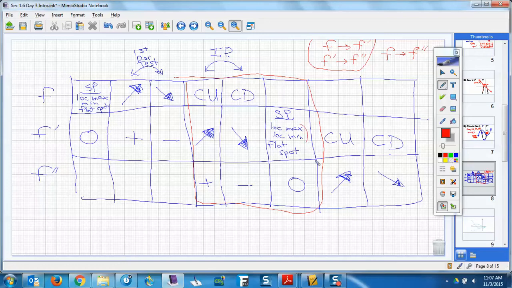So again, let's say this. If f double prime is 0, that does not tell you for sure you have an inflection point. It tells you that f prime might be a local max, local min, or flat spot. It's going to be one of those. If it's a local max or min, then we have an inflection point. If it's a flat spot, we don't. So what I usually put in here is PIP.